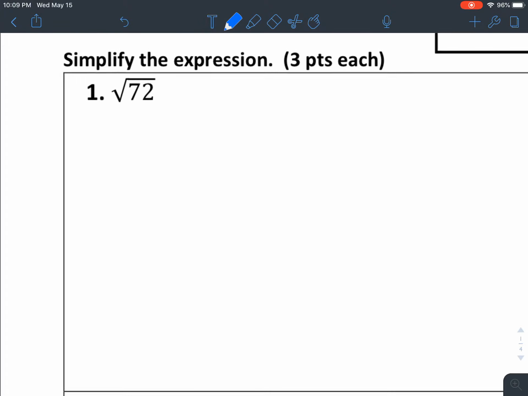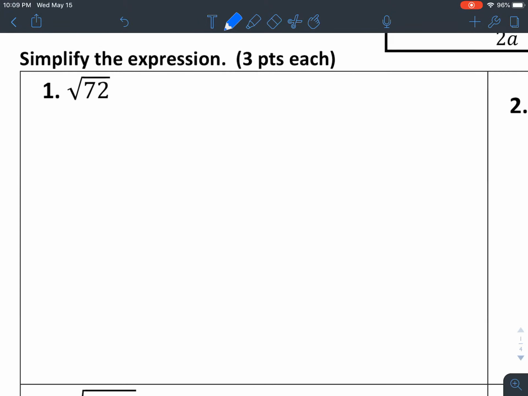So this one, we're trying to simplify the square root of 72. So we're going to start with just a simple single number. With this, remember we're trying to break this down into the biggest perfect square and something else. So whatever that other number is that multiplies together to get 72.